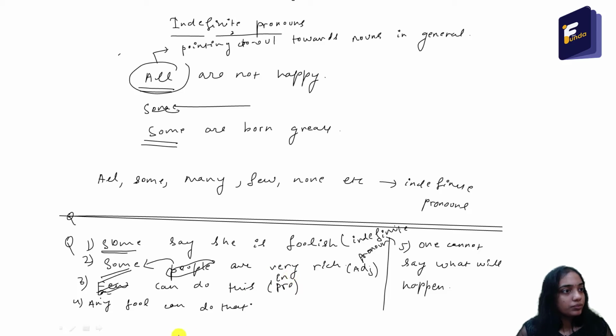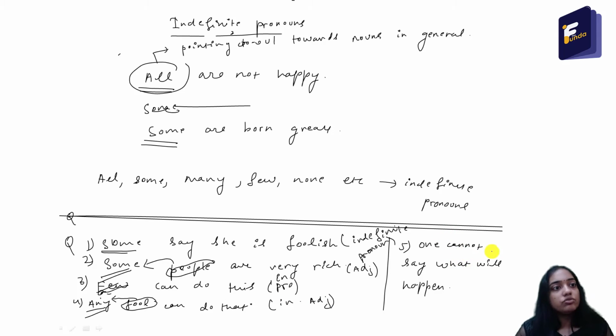Any fool can do that. Here the word any is describing the noun fool, any fool. So the word any is an indefinite adjective.